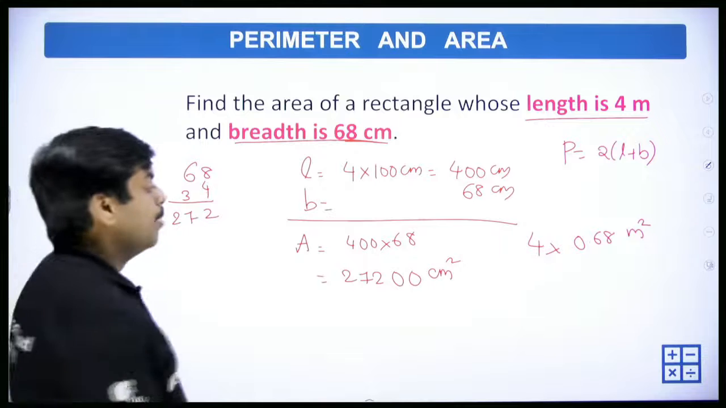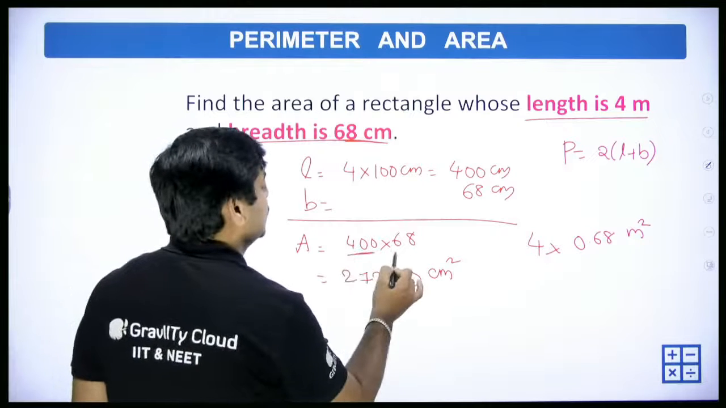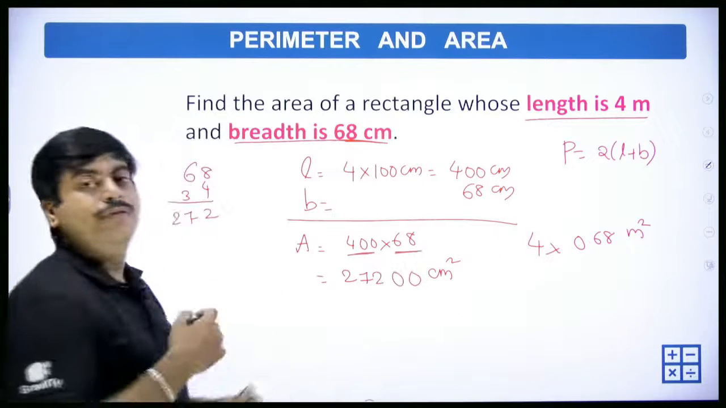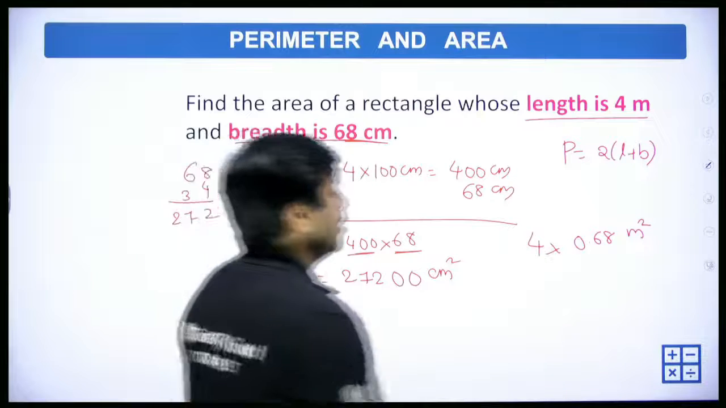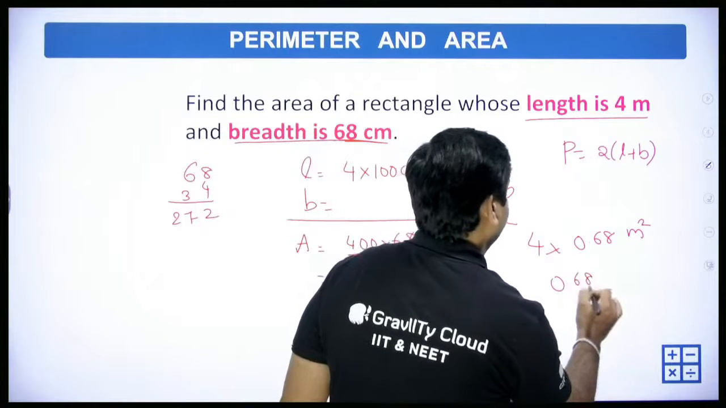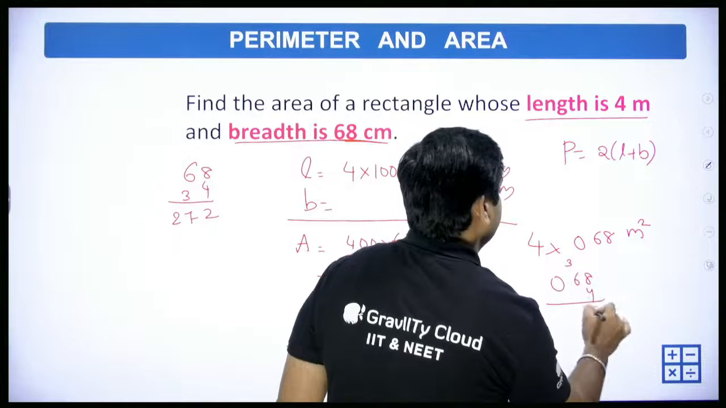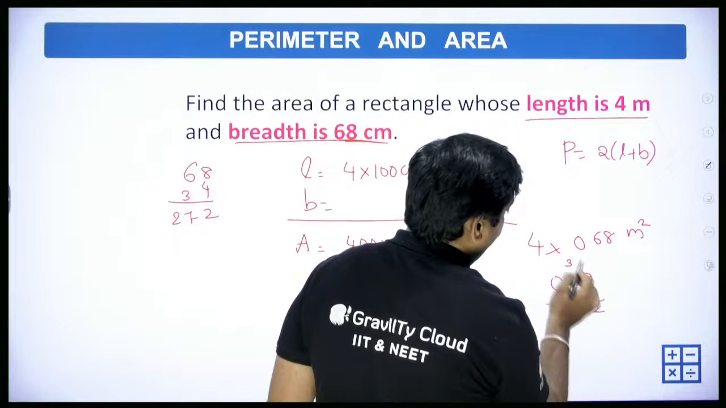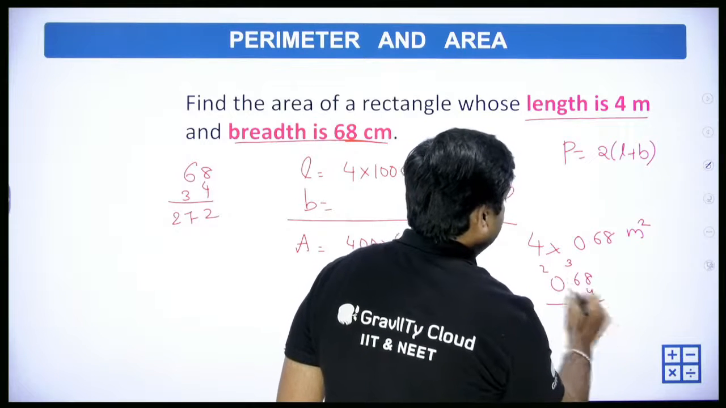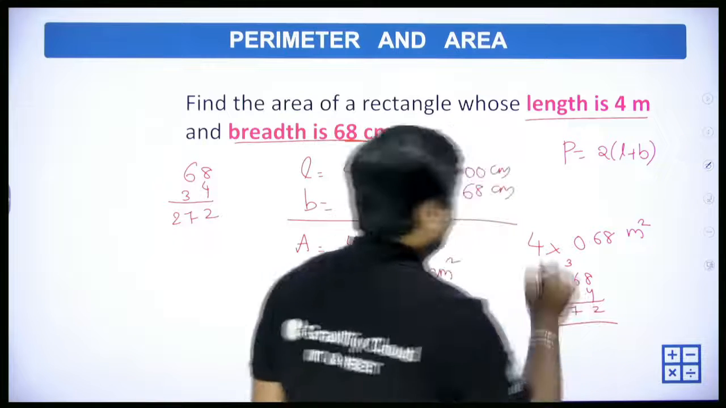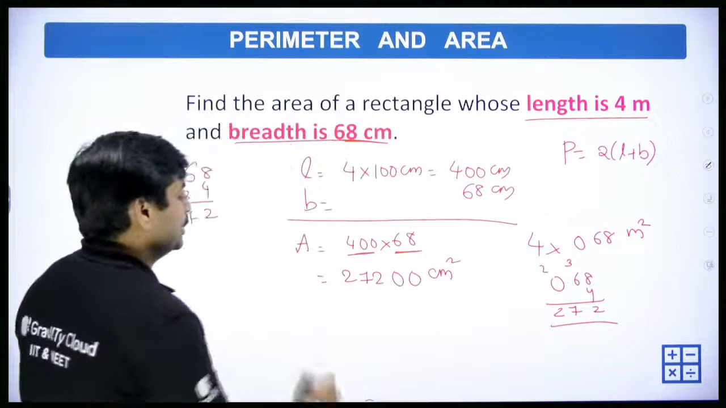Or if you want to convert into meters, you need to do a little more. Let me tell you why. Because this is also in centimeters, this is also in centimeters, both you need to convert into meters, right? So here 0.68 into 4. 8 fours are 32, 6 fours are 24, 27, and that becomes 2.72.